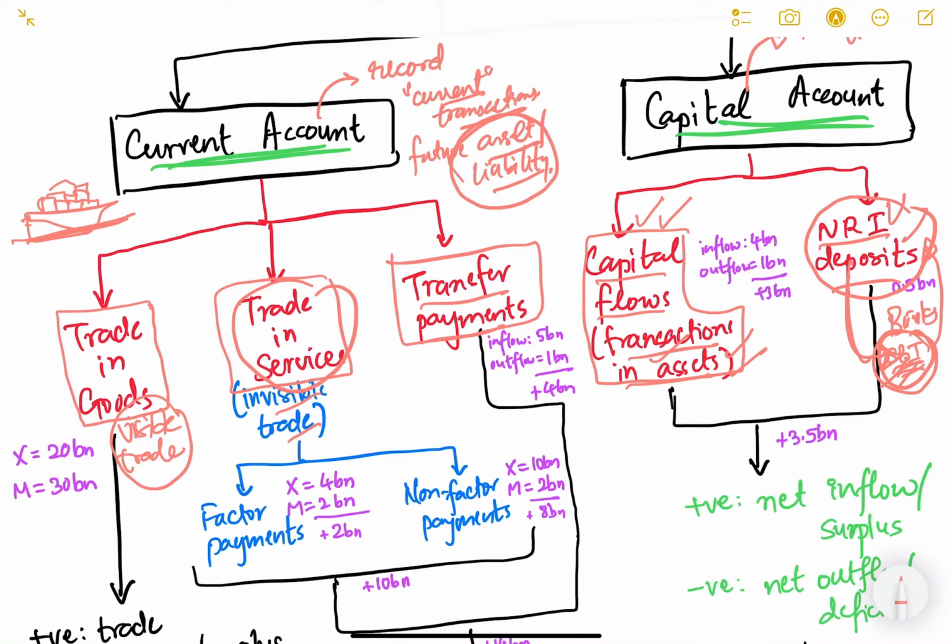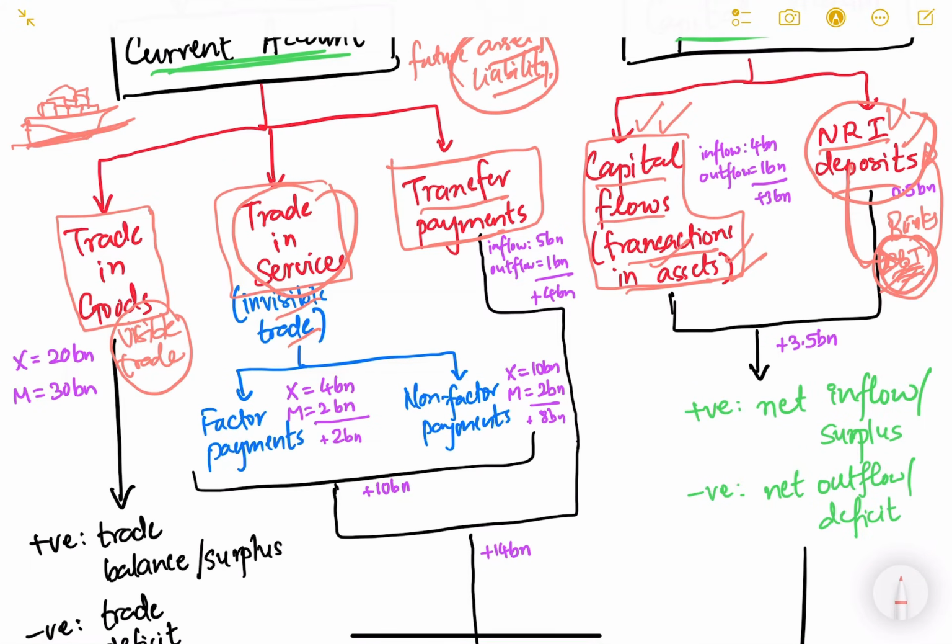In transaction in services also, there are basically two types of transaction in services. One is factor payments, and another one is known as non-factor payments. Now factor payments meaning what? For example, if some entrepreneur has come and invested his money in our country, and he is providing some service, say telecommunication service.